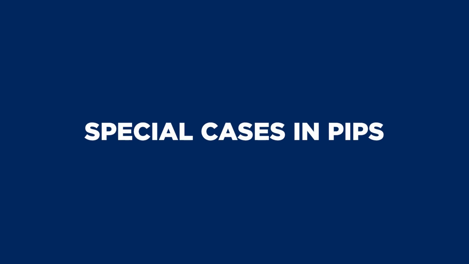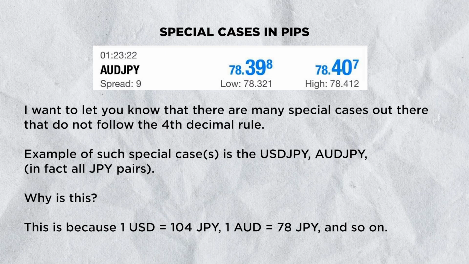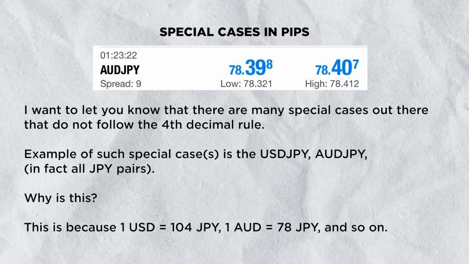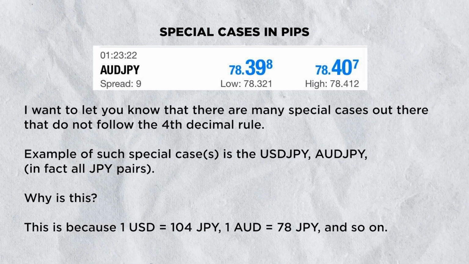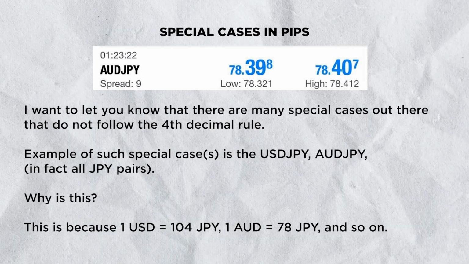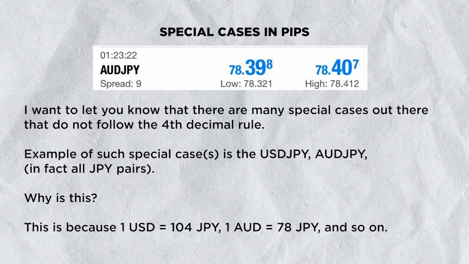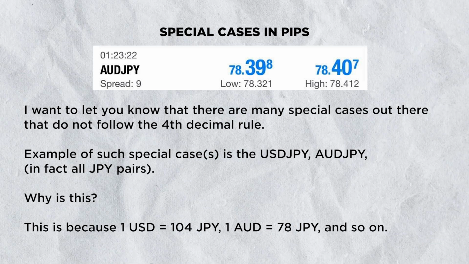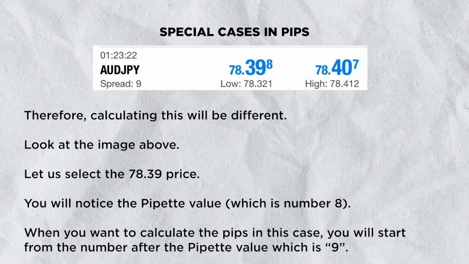Now, special cases in pips. I want to let you know that there are many special cases out there that do not follow the 4th decimal rule. Examples of such special cases are the USD-JPY, AUD-JPY. In fact, all JPY pairs. Why is this? This is because one USD has 104 JPY, one AUD has 78 JPY, and so on. Therefore, calculating this will be different.